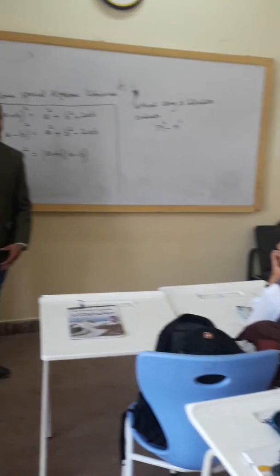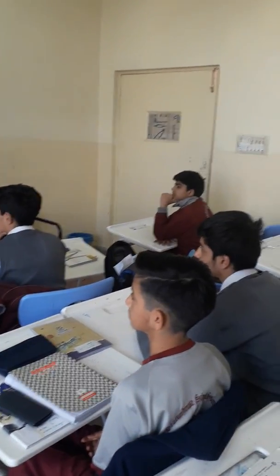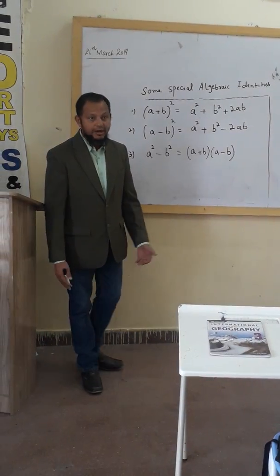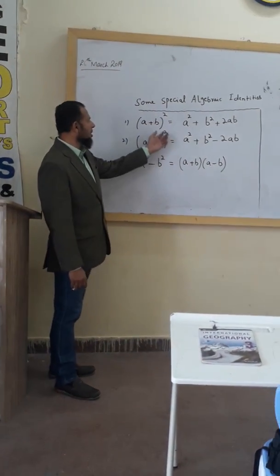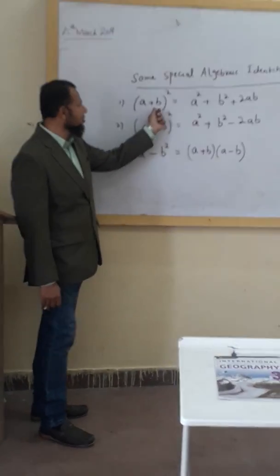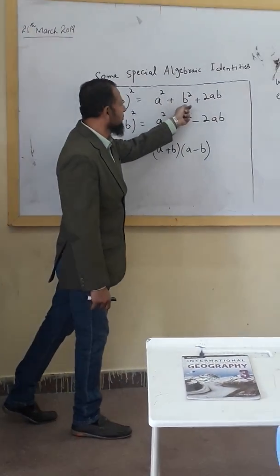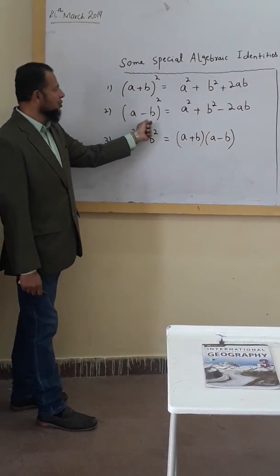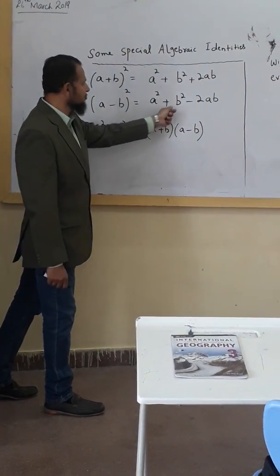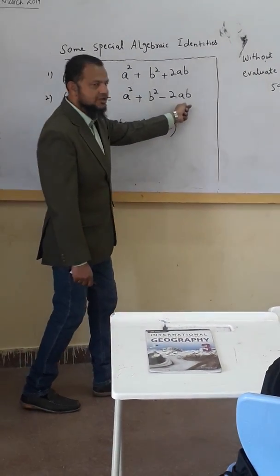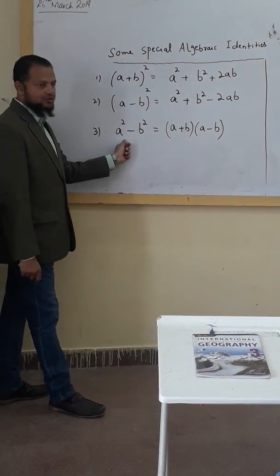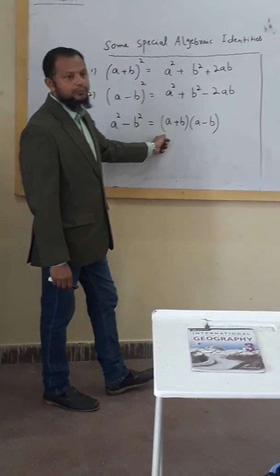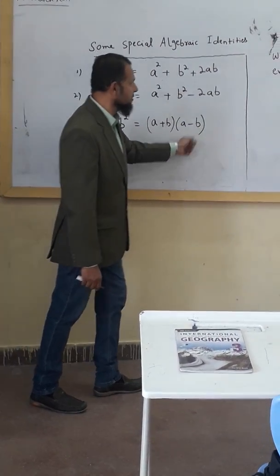Students, I've got to do something very special for you. Since you have already known some special algebraic identities, the identities are (a plus b) whole power 2, which is equal to a power 2 plus b power 2 plus 2ab. And the second identity, (a minus b) whole power 2, which is equal to a power 2 plus b power 2 minus 2ab. And the third identity, a power 2 minus b power 2, which will always be equal to the product of (a plus b) and (a minus b).